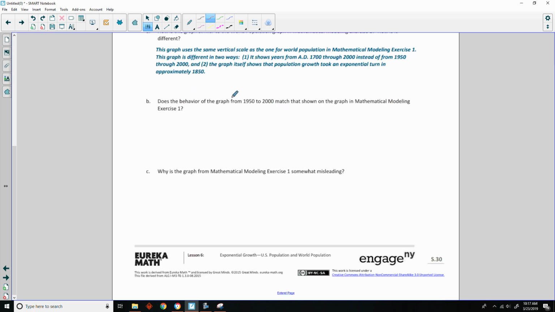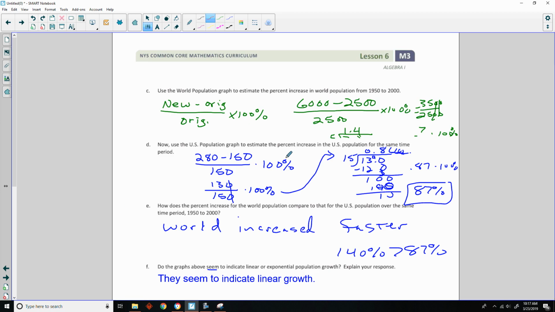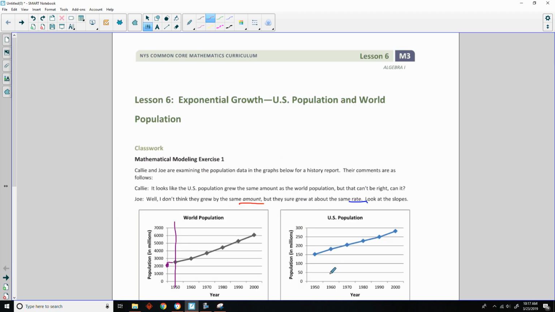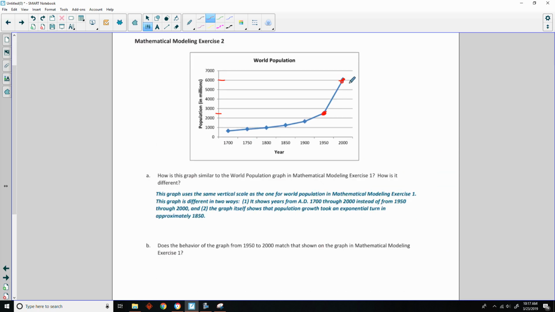B, does the behavior of the graph from 1950 to 2000 match that shown on the graph in mathematical modeling exercise 1? So 1950 is right here and 2000 is right here, and we went from 2,500 up to 6,000. And when I look back at this graph here, 1950, we went from 2,500 to 2000 up to 6,000. So this line here seems to be straight, just going between those 2 years, and here appears to be straight going through those 2 years.